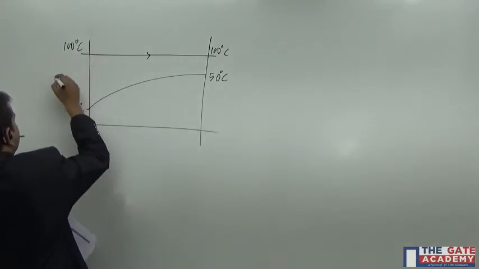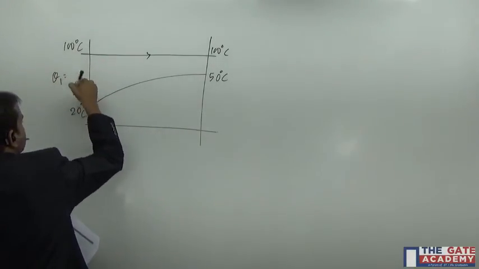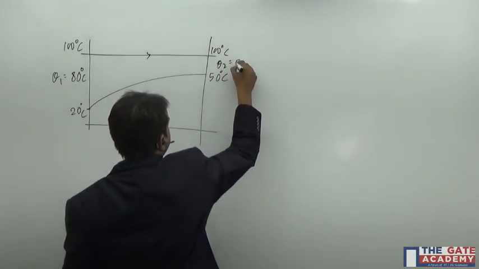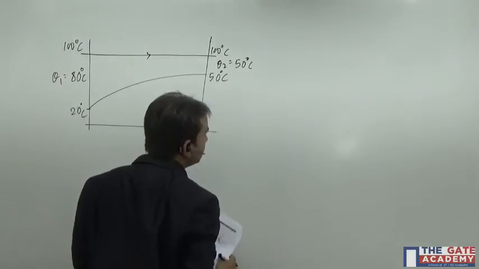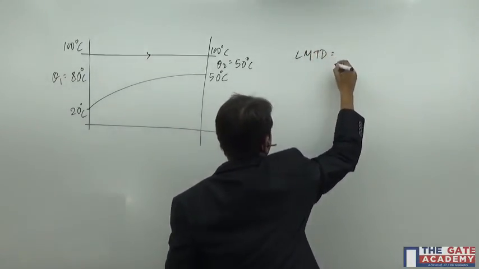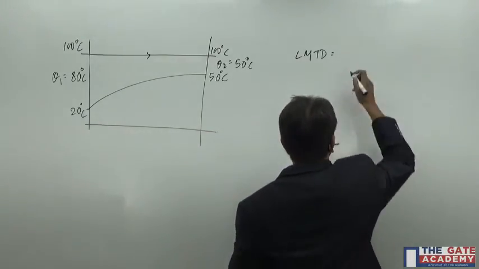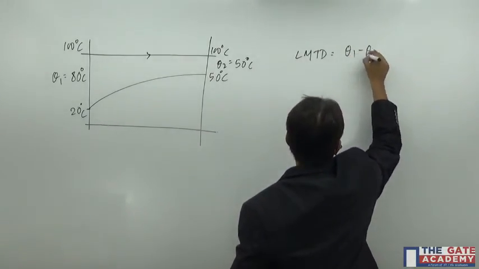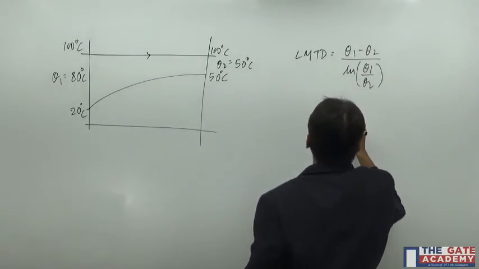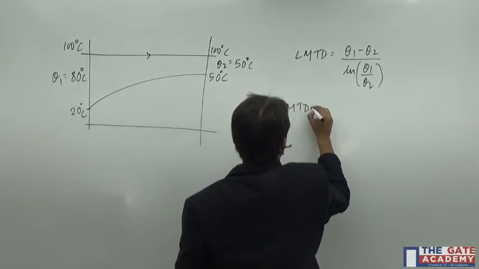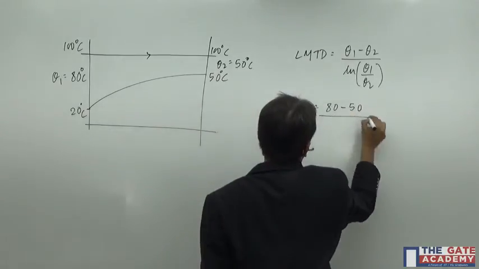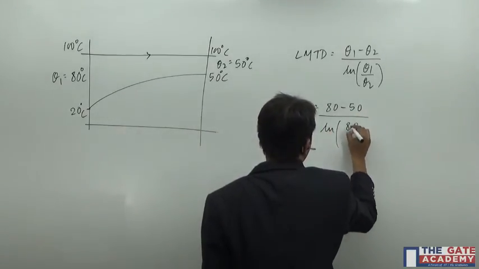So theta 1, from here what I can see is theta 1 is 100 minus 20, which is 80 degrees Celsius, and theta 2 is 100 minus 50, which is 50 degrees Celsius. And from the LMTD equation, we know that LMTD is given by theta 1 minus theta 2 divided by ln theta 1 by theta 2, right? So theta 1 is 80 minus theta 2, which is 50, divided by natural log 80 by 50.